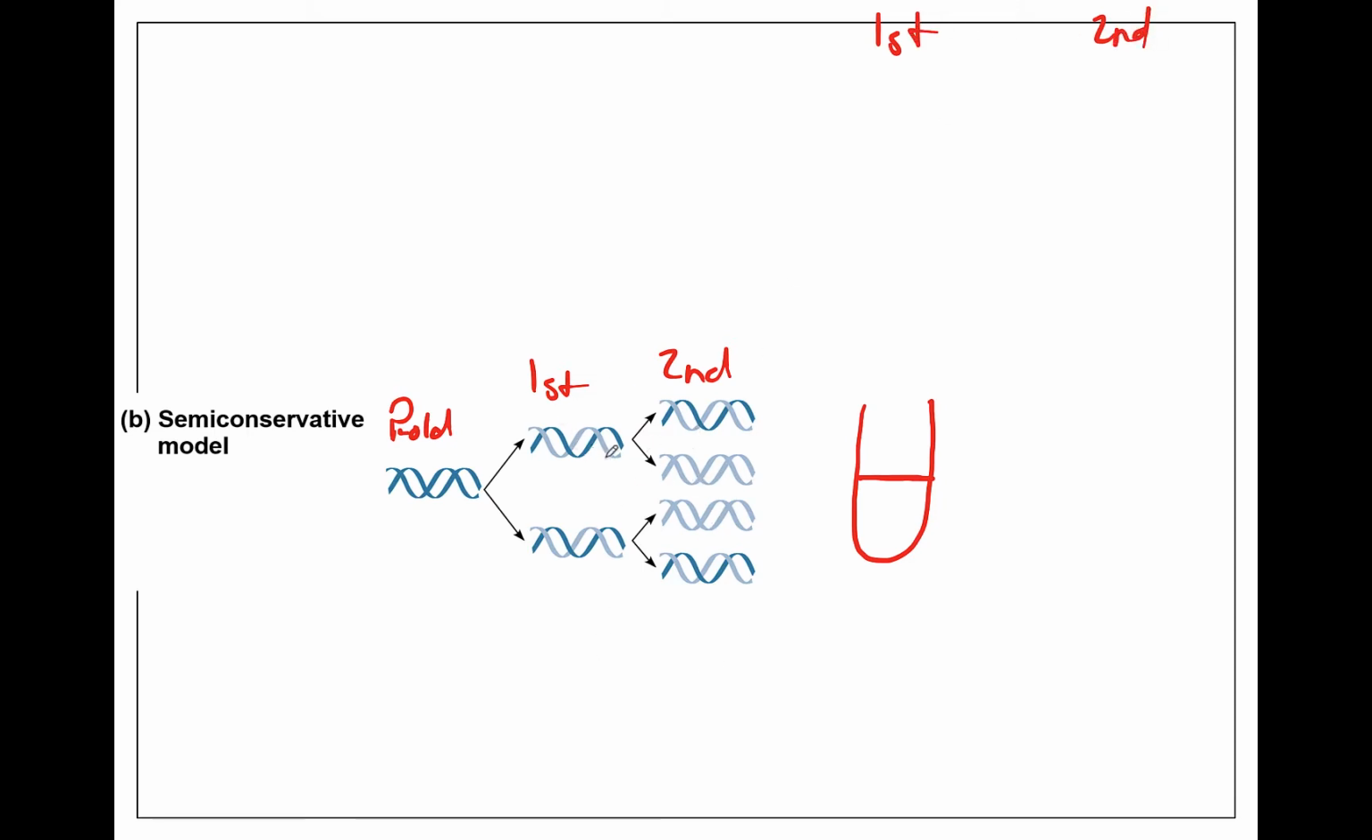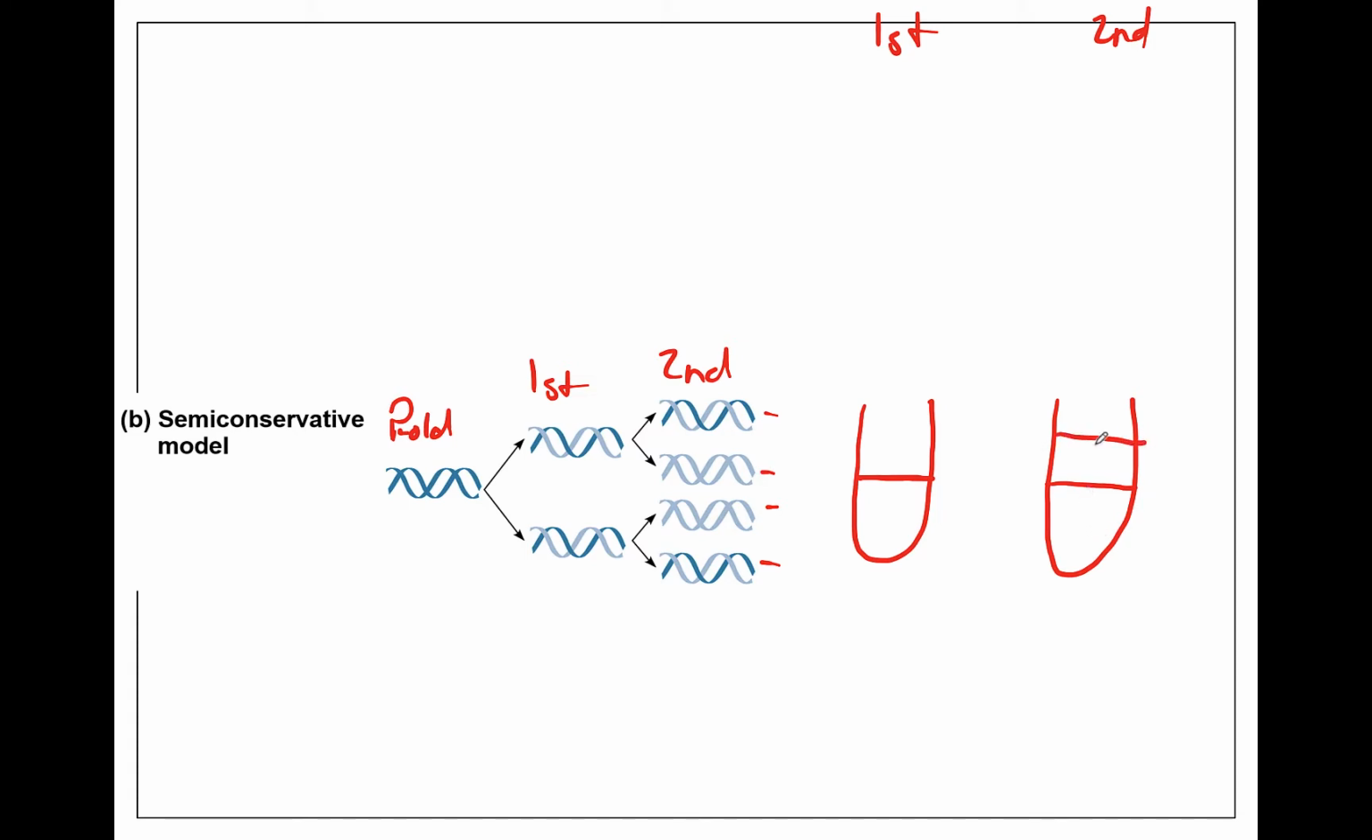After the second replication, each of these would split apart and make two new ones, whereas this one has one strand from the original parent, and this one's actually going to have two new strands. So a centrifuge for this one would have a line at the same height as the first one for these two, but then these two strands are lighter, so it would get a lighter line up here towards the top of the centrifuge tube.